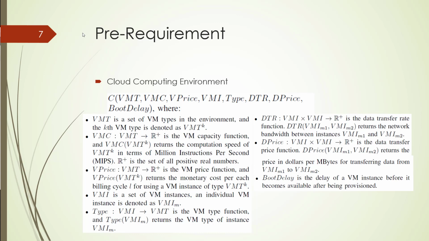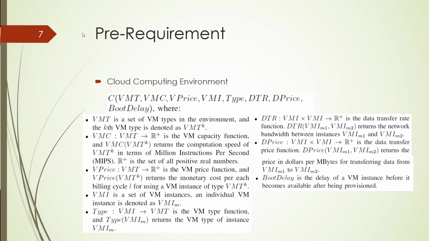VMI is a set of virtual machine instances. So it is a set. An individual virtual machine instance is denoted VMI_m, the mth VMI. So type is a function from virtual machine instance to virtual machine type. It means the type function, given the mth virtual machine instance, returns the virtual machine type of instance VMI_m.